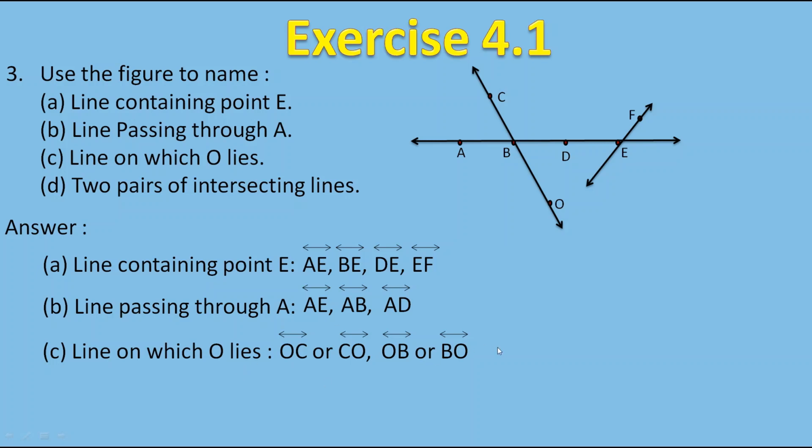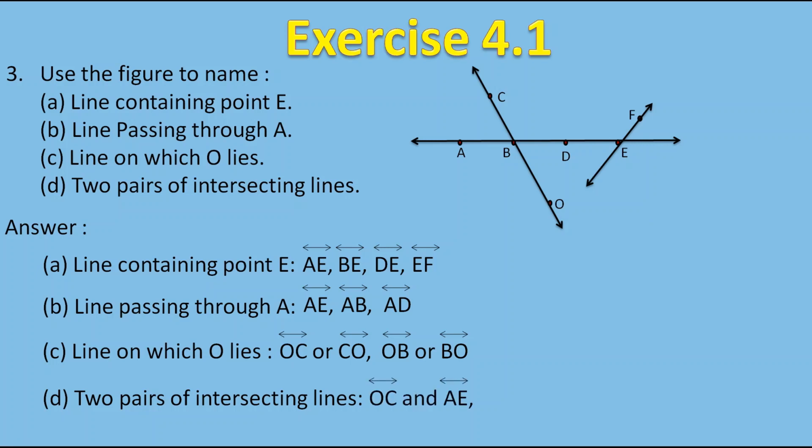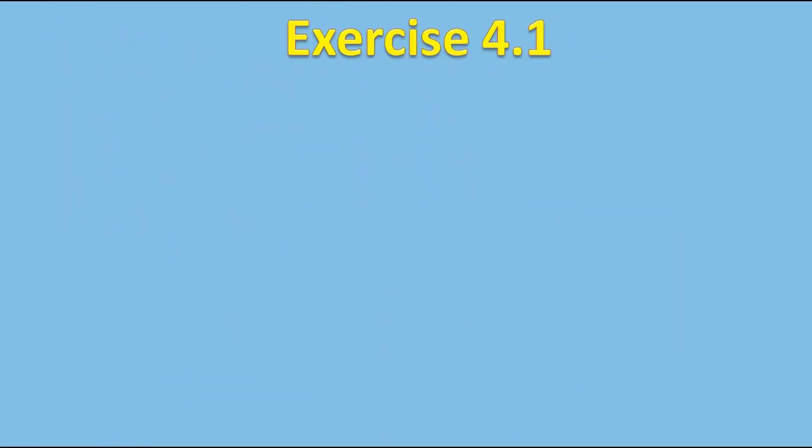The next is 2 pairs of intersecting lines. See here, this line and this line intersect at B. Same with this line and this line, intersecting at point E. So we have 2 pairs of intersecting lines, and those are OC and AE, and the next pair is AE and EF. Okay, so now let's move to the next question, that is the fourth one.